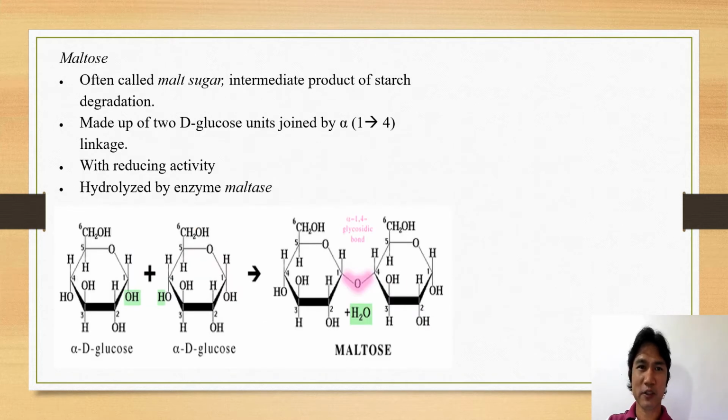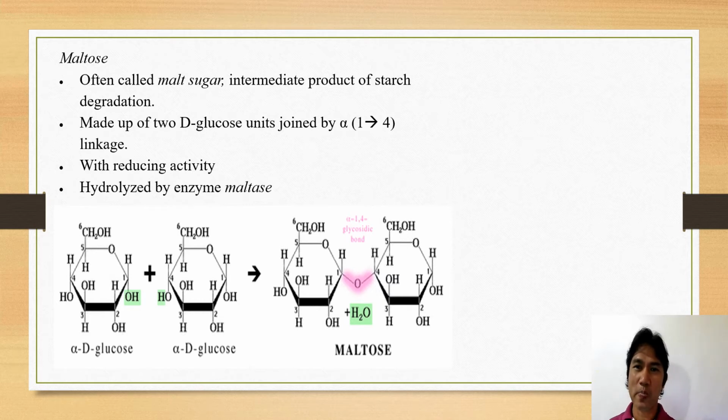So the first example is maltose. It is often called malt sugar because it is an intermediate product of starch degradation. Starch is a polysaccharide made up of many glucose molecules. In starch, the glucose molecules are linked together by glycosidic bonds, and the glycosidic bond in starch is alpha 1,4. So the glucose molecules in maltose are also joined by alpha 1,4 glycosidic linkages.